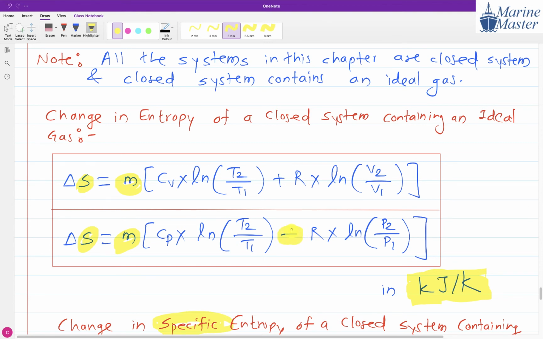And suppose we make this term 0, then we will get minus mR ln P2 by P1. And if you want to remove this minus sign, what will happen then? It will become P1 by P2, no? That is your doubt, sir, it must be P2 by P1, minus mR ln P2 by P1. Perfect. If you want to remove this minus sign, this will become raised to the power minus 1, basic maths. And raised to the power minus 1 will become P1 by P2. Perfect. Understood.